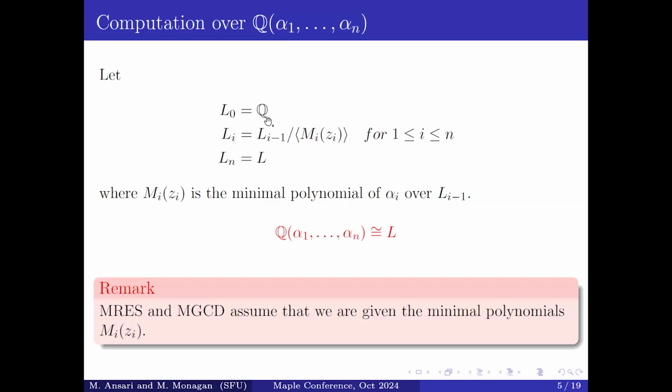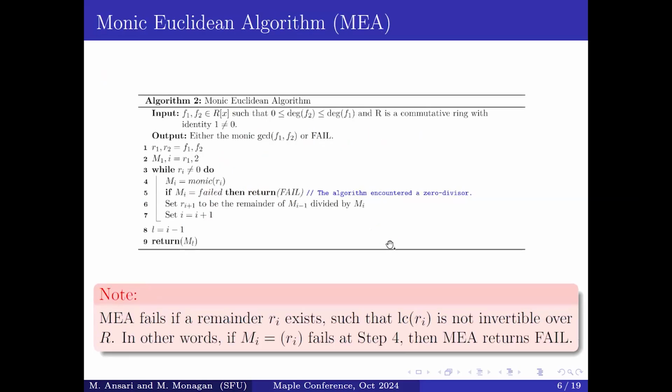Let L0 be Q, and Li be Li minus 1 mod the ideal generated by Mi, where Mi is the minimal polynomial of alpha i over Li minus 1. And let us denote Ln by L. Then we have Q adjoint alpha 1 to alpha n is isomorphic to L. So in order to do the computation over this field, we only need to map operands into L and do the operation over L. Both of our algorithms, MGCD and MRES, assume that we are given the minimal polynomials, so we can construct L here.